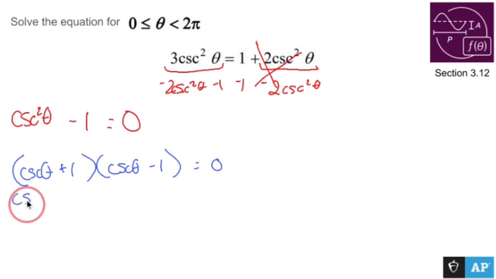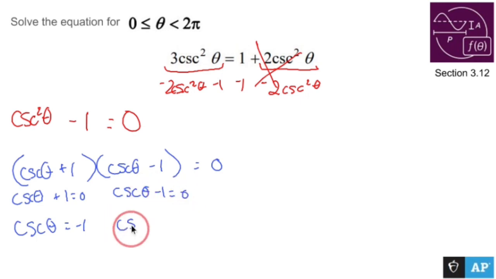Okay, cosecant theta plus 1 equals 0, and if I subtract 1 from both sides, cosecant theta equals negative 1. I'll deal with that in a minute. Cosecant theta minus 1 equals 0, add 1 to both sides, cosecant theta equals 1.